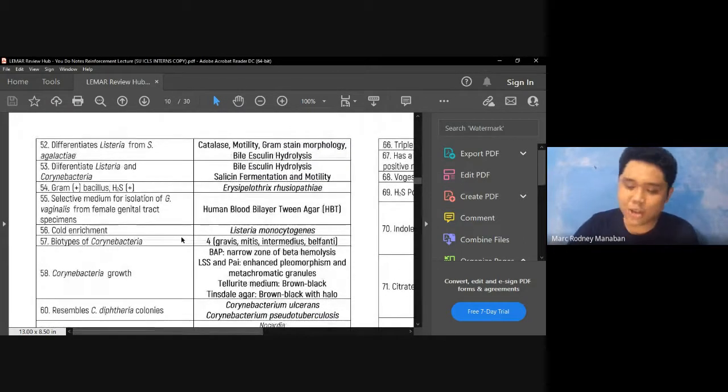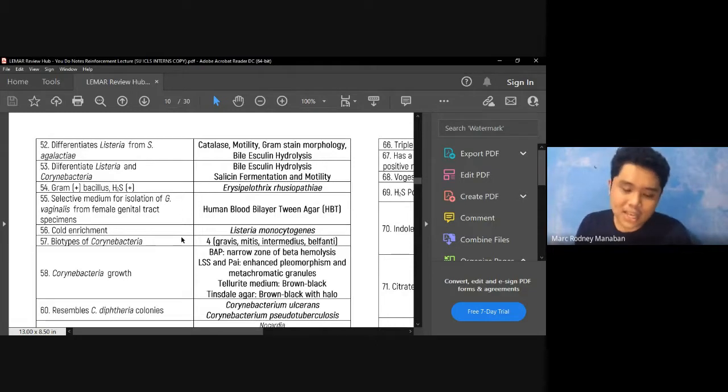Next, question. How do you differentiate Listeria from Streptococcus agalactiae? Because again, both of these organisms can cause meningitis in neonates, no? So how do you differentiate? Of course, the very evident is the Gram stain smear. Because of course, morphology pa lang, aware ka na. Your Listeria is a bacilli, your Streptococcus agalactiae is a cocci. And for motility, your Listeria is motile, your Streptococcus agalactiae is non-motile. And lastly, catalase. Your Listeria is catalase positive, your Streptococcus agalactiae is catalase negative. Alright? Take note of that.